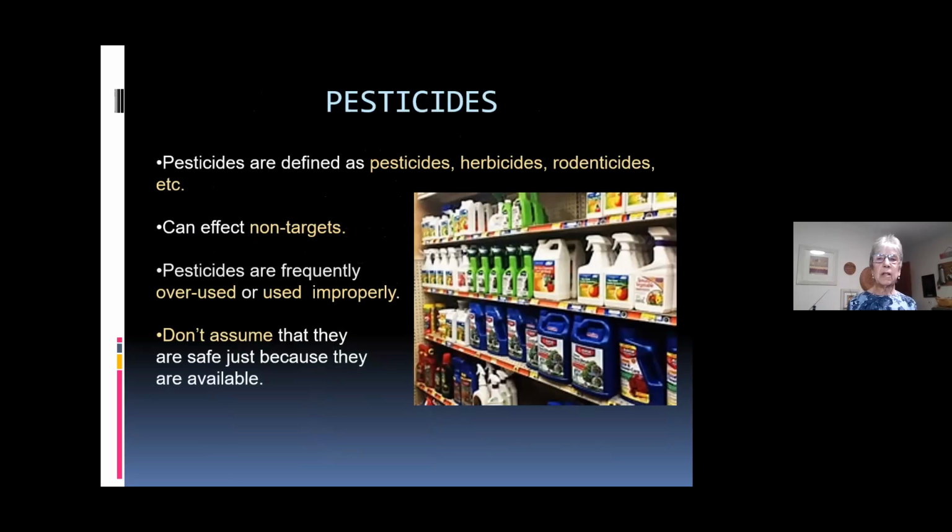Pesticides, we're defining as pesticides, herbicides, rodenticides, anything that ends in -cides. And one of the problems with them is that they're overused or improperly used. People don't read the labels, or if they do read it, they don't pay attention to it. And we should not assume that just because they've been registered by the EPA, that means they're safe for us to use. There are multiple reasons for that, which we won't go into now, but you just should not make that assumption that they're safe just because you see them on the shelf.